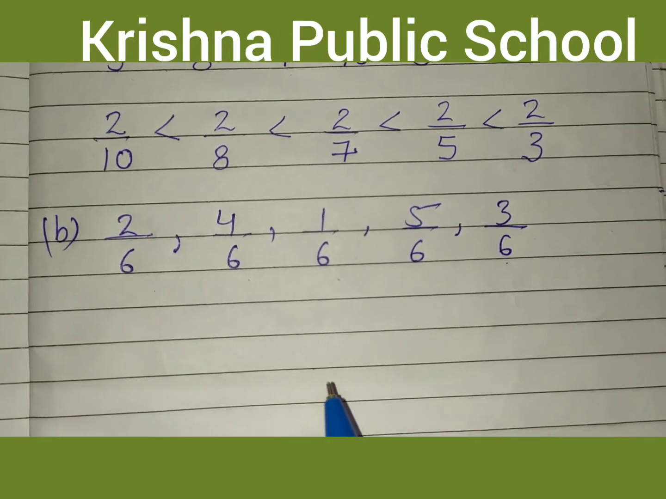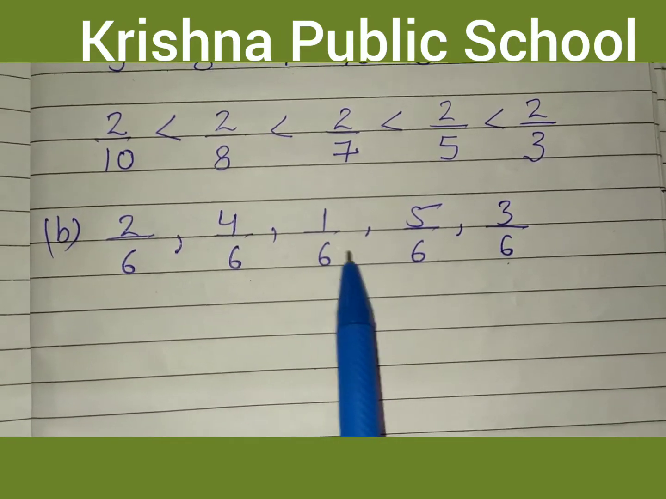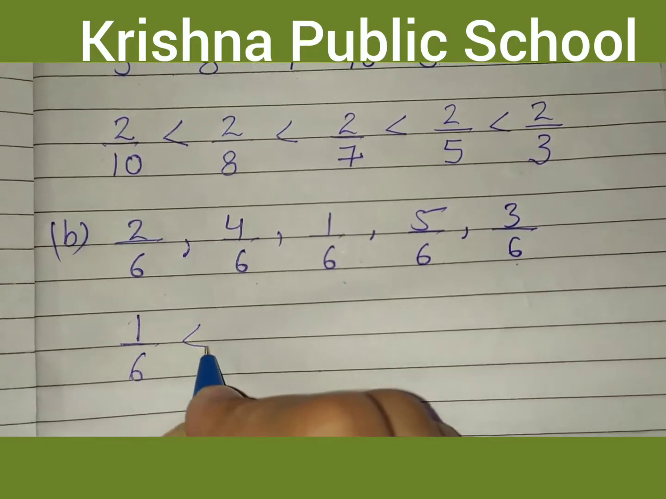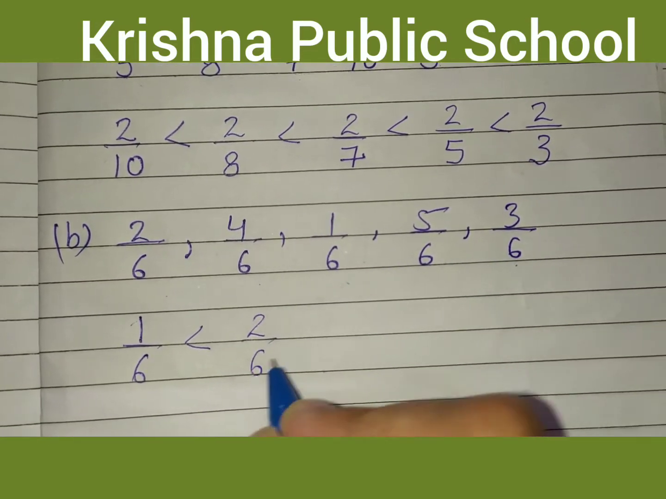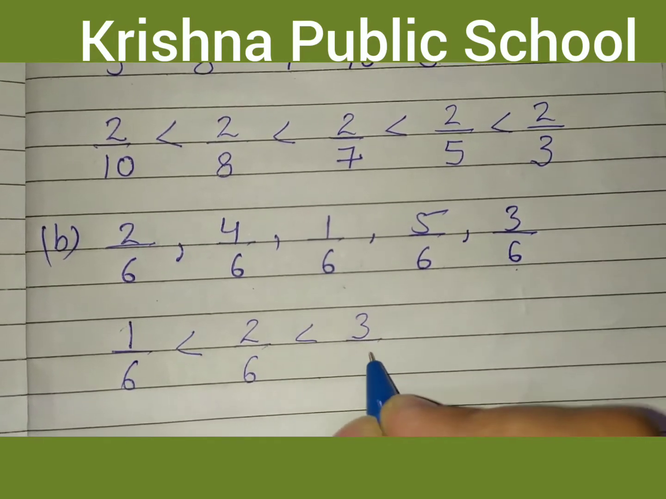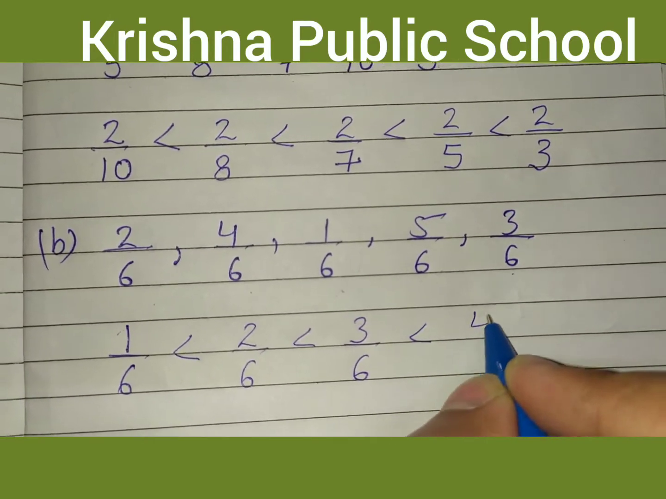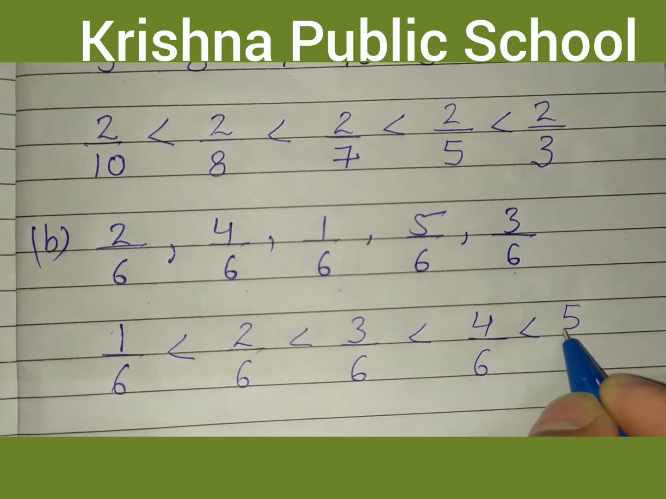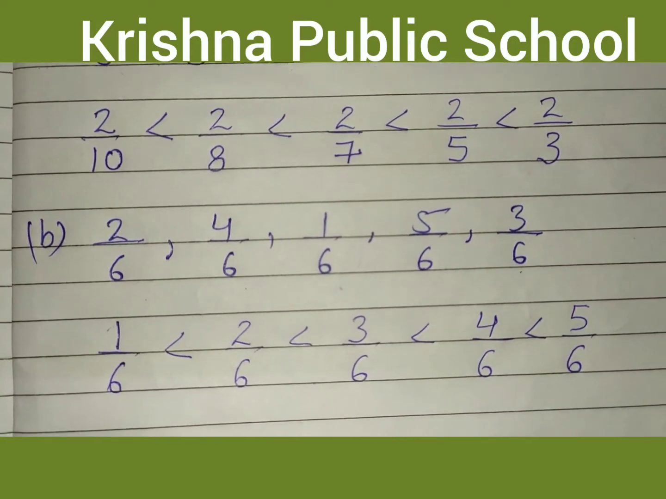So firstly write the smaller fraction 1 upon 6. Then write 2 upon 6. Then write 3 upon 6. Then write 4 upon 6. And the largest fraction is 5 upon 6. Write 5 upon 6. This is the answer.